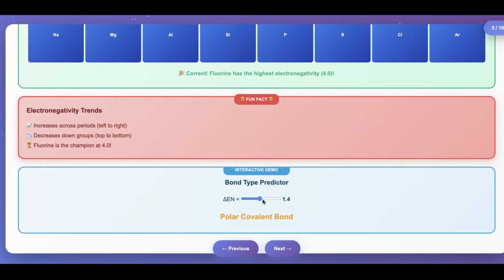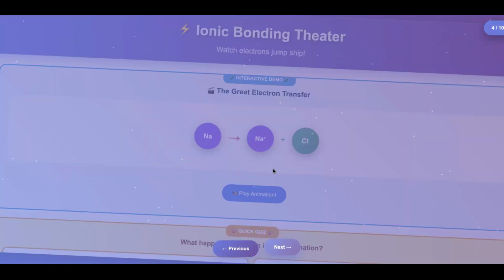Usually we say that if the difference is 1.7 or more, you can have an ionic bond. The attraction is so much that one of them took the electron to itself. If it is less than that, it will be a polar covalent bond, where the electrons are shared between 2 atoms but not equally. And if it is less than 0.4, you will have a nonpolar covalent bond, where the electrons are shared equally between 2 atoms.